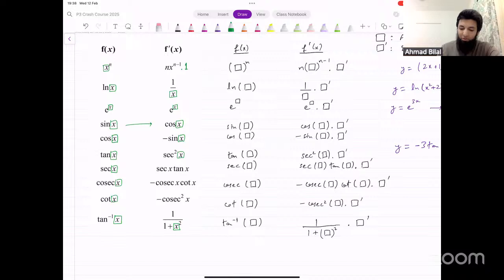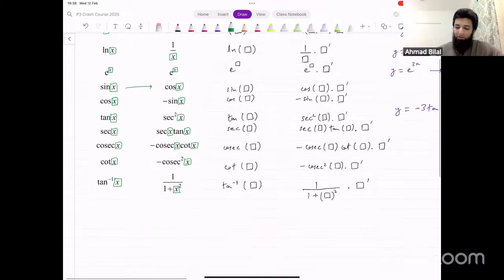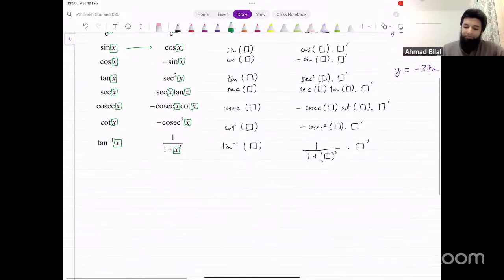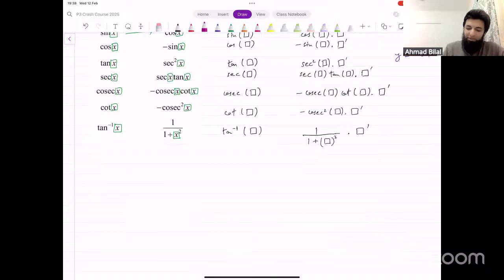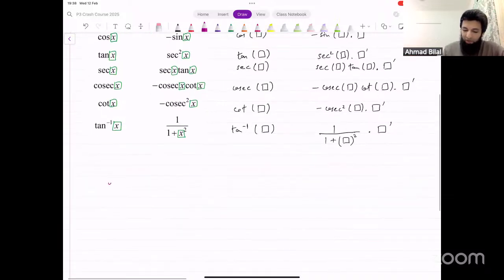Now I'll do some more examples of the last few ones because we did not do examples of them. So let me do some for the last few functions. Let's say you have a function that looks like this. Y equals cosecant of 3x squared. I want all of you to write down the derivative of this.